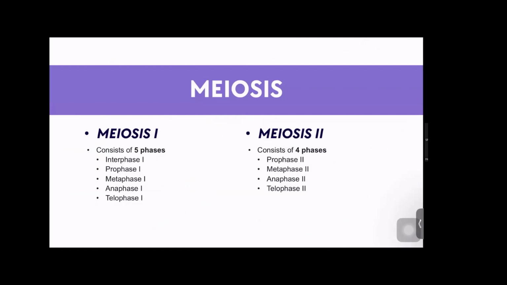So our meiosis, class, consists of two successive divisions. For meiosis 1, its goal is to reduce the chromosome number from diploid or 2N to haploid or N. Now for meiosis 2 naman, its objective is similar to mitosis, but its result would be 4 genetically unique haploid cells.